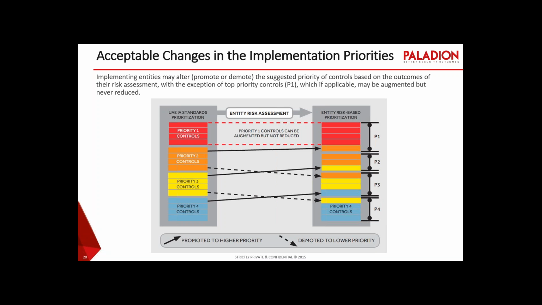With our understanding of NESA, most of the P1 controls are marked as always applicable controls. So most of the 34 controls are part of the P1 controls. So that is where your foundational IA capabilities will get implemented.